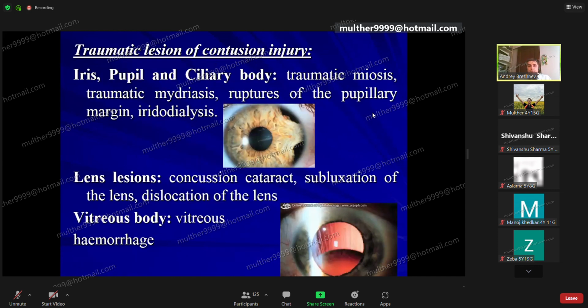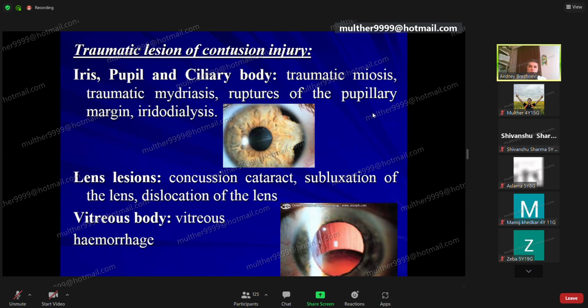Uveal tract, which includes, as you know, iris, ciliary body, and choroid. Now, let's start with the anterior part of the uveal tract, iris and ciliary body. And pupil. Pupil, you know, it's just a hole in the center of the iris, which can change its size by constriction and dilation.